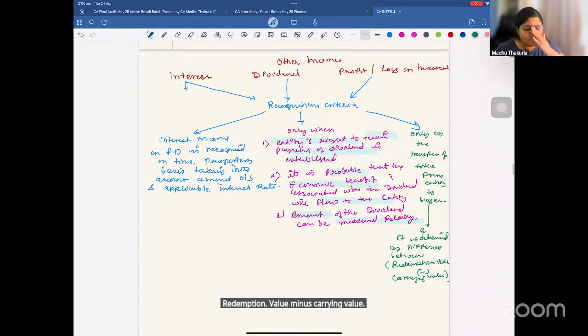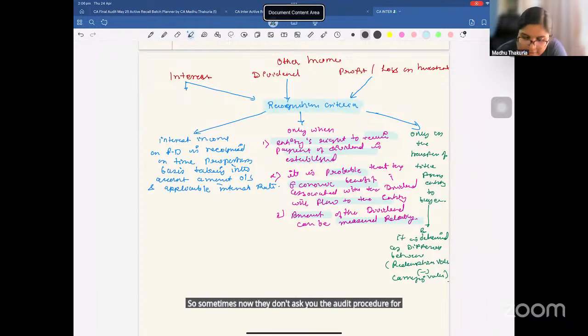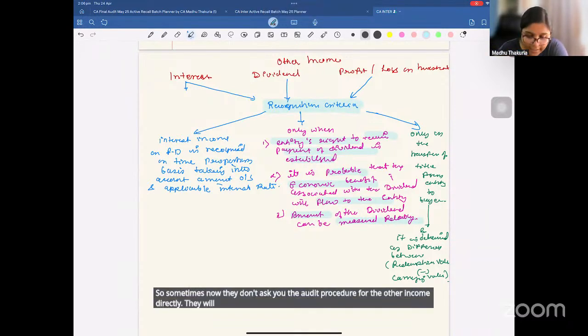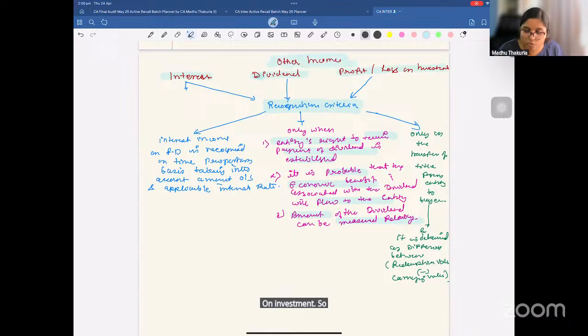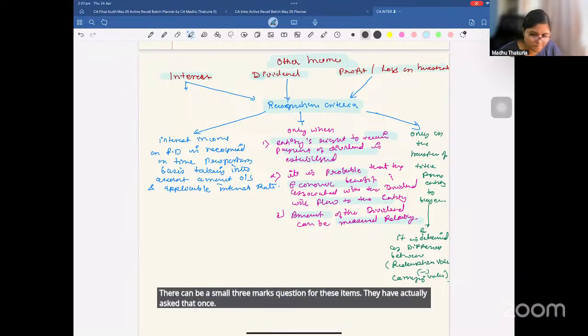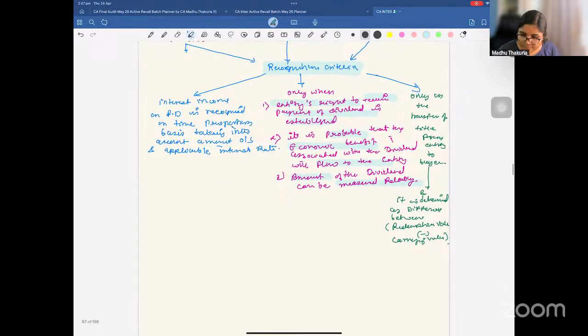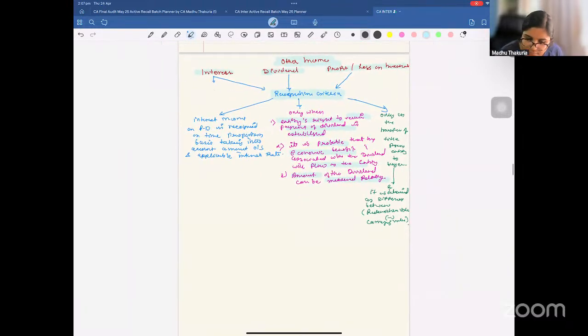Sometimes they don't ask you the audit procedure for other income directly. They will ask you the recognition criteria for interest, dividend, and profit and loss on investment. So please be very careful about what you are answering. There can be a small 3 marks question for these items. They have actually asked that once. Now, their audit procedure.